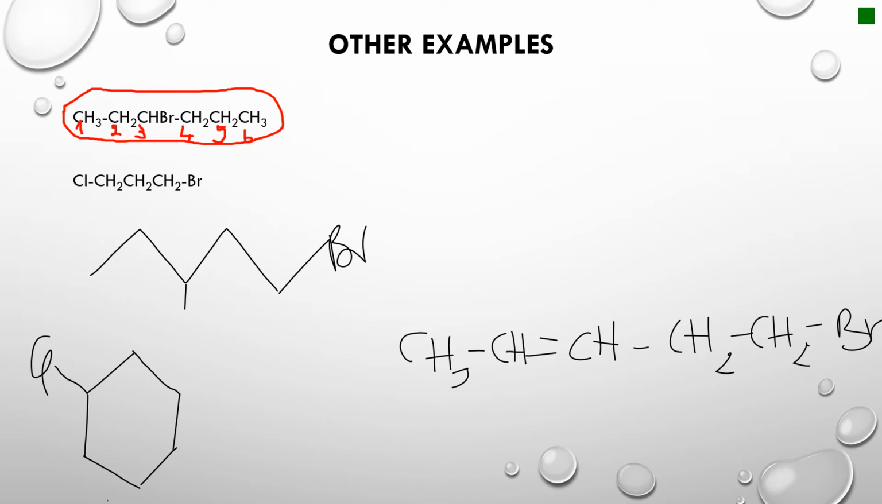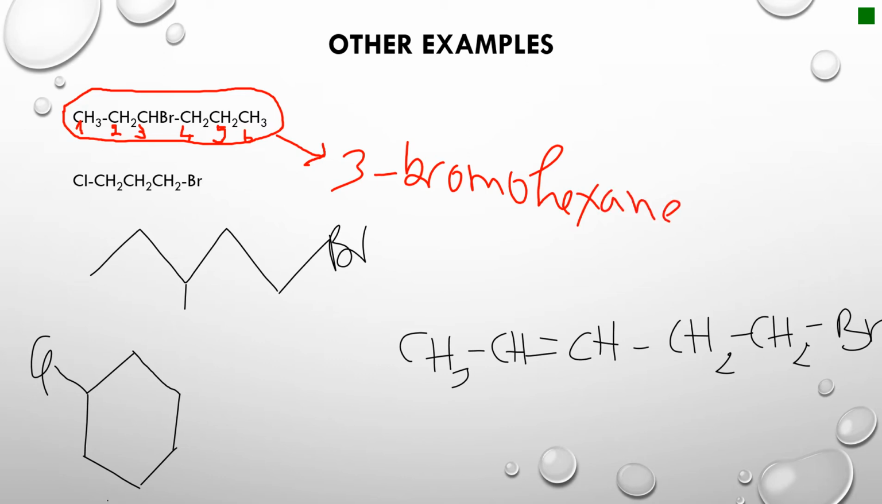After you assemble the name, to write the name, you have first to write the position of the halogen. 3, hyphen, the name of halogen, which is bromo, plus now the name of parent chain, which is hex, because it has 6 carbons, A-N-E, because it has single bonds, and E because it is hydrocarbon. So the full name will be 3-bromohexane.